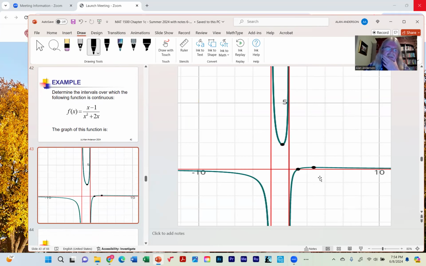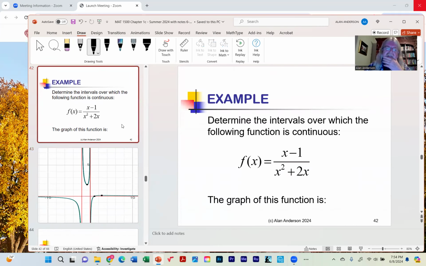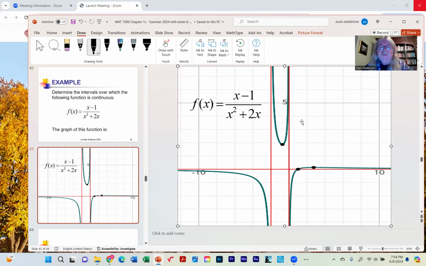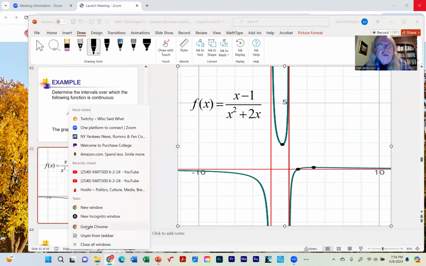Oh my God, look at this disaster. I wouldn't have expected it to be quite that messy. So clearly at 0, we have an asymptote, but in fact, I'll tell you what, let's go put this back into Symbolab for a second. We seem to have two asymptotes.